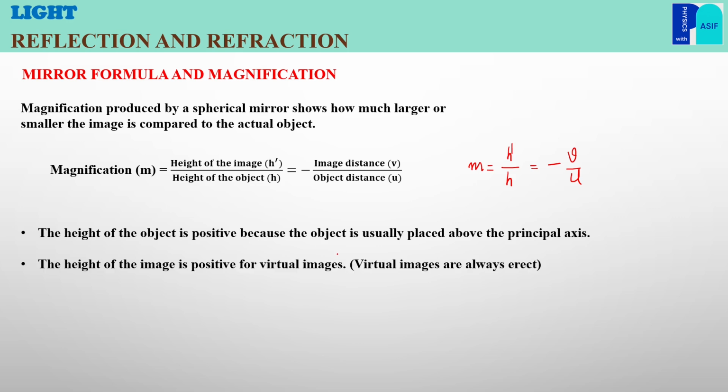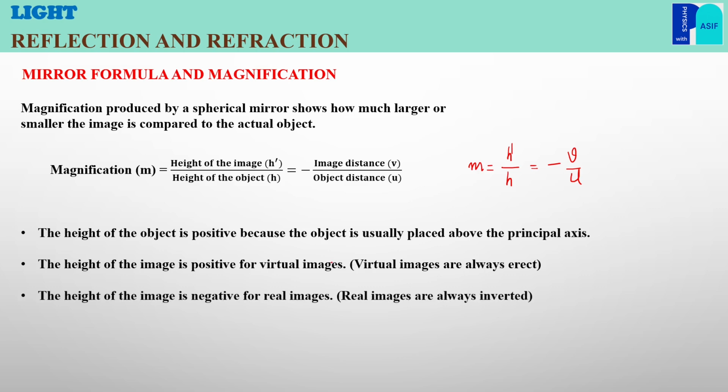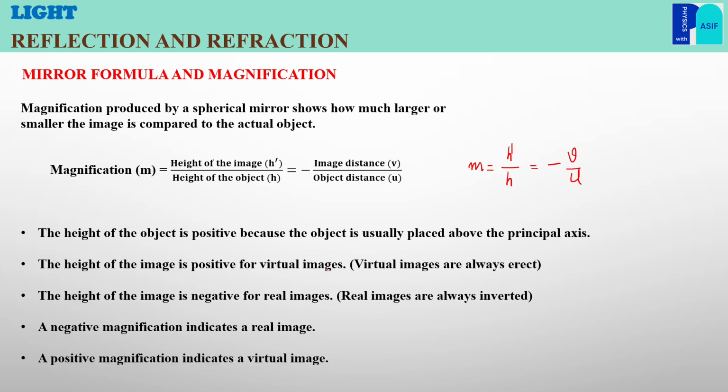And the height of the image is positive for virtual images because the virtual image, formed either in the case of a concave mirror or a convex mirror, is always erect. The height of the image is negative for real images because the real image is always inverted. A negative magnification indicates the image formed is a real image, and a positive magnification indicates the image formed is a virtual image.